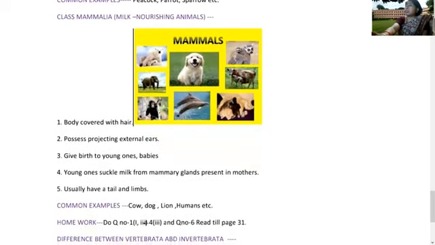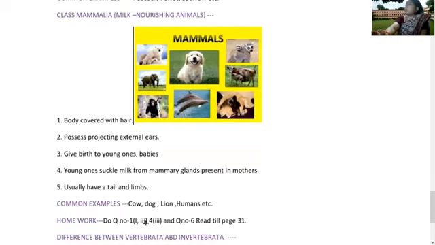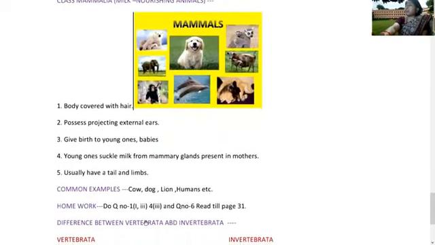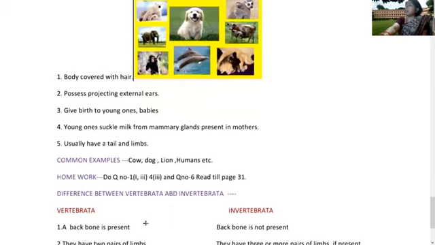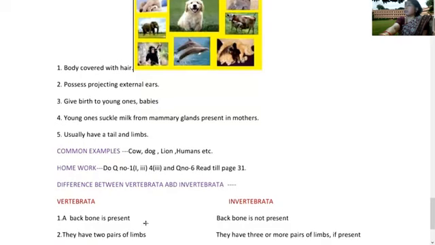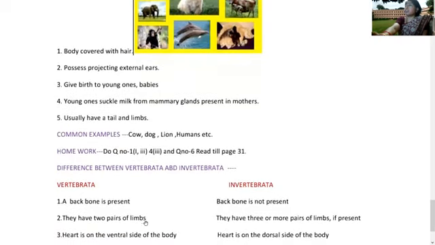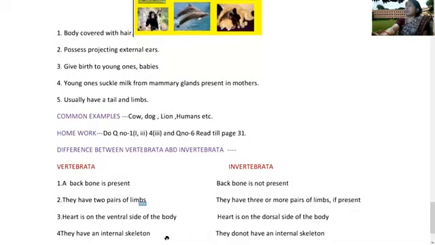Now if we learn about vertebrata and invertebrata, we will see the basic difference between them. Initially, I told you the vertebrata have a backbone, whereas invertebrata do not have a backbone, right? Normally vertebrata have 2 pairs of limbs, okay? Whereas in invertebrata, we find 3 pairs of limbs or more than 3 pairs of limbs, right? If we talk about where the heart is located, in vertebrata it is located on the ventral side, whereas in invertebrata we find it on the dorsal side, right?